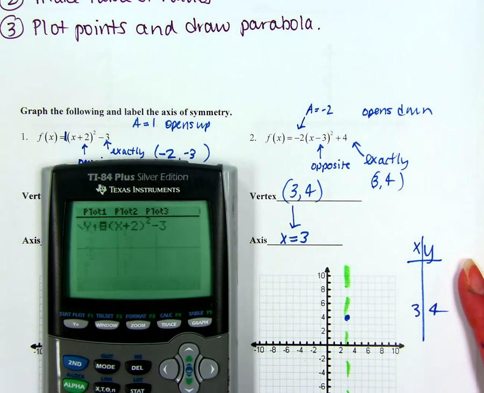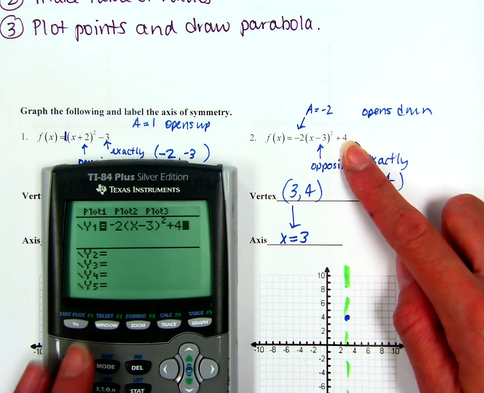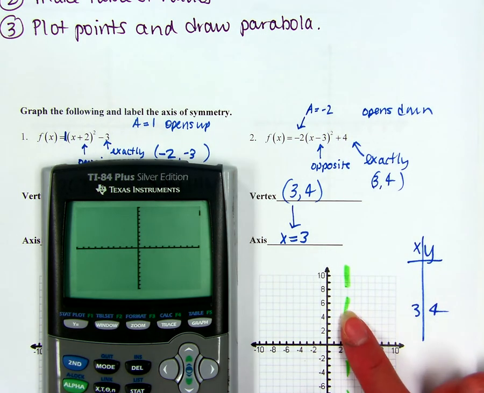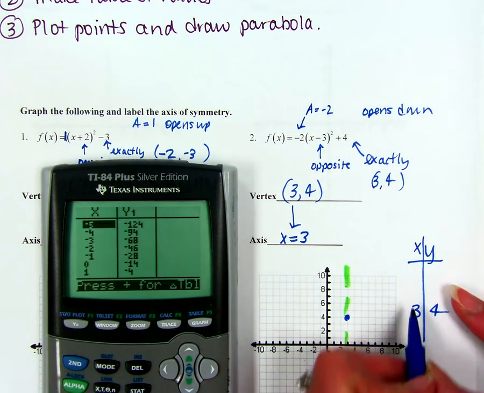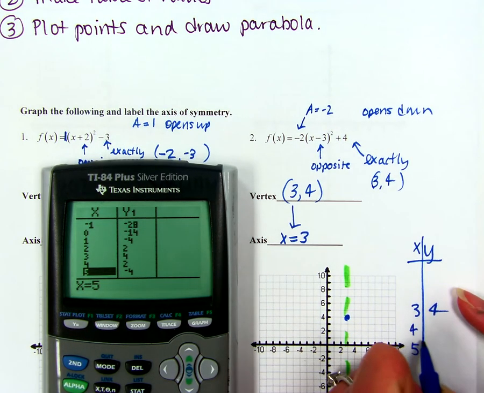So I'm going to go to y equals, type in my new equation, negative 2 times (x minus 3) squared plus 4. And I'm going to hit graph. So it should be on the right side here, opening down. And then if I look at my table, I need to find positive 3, so make sure you find positive 3. And then write down a couple more values above and below.